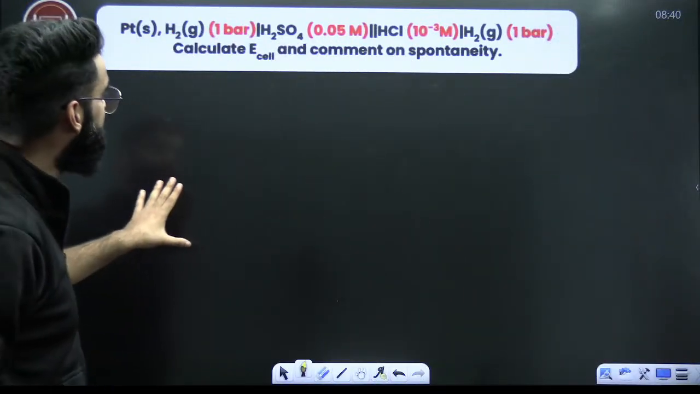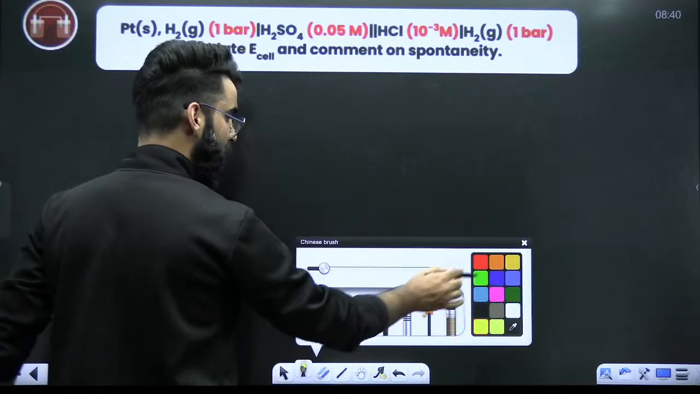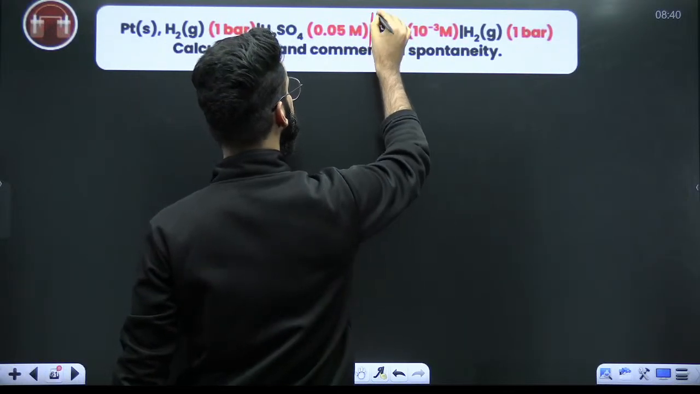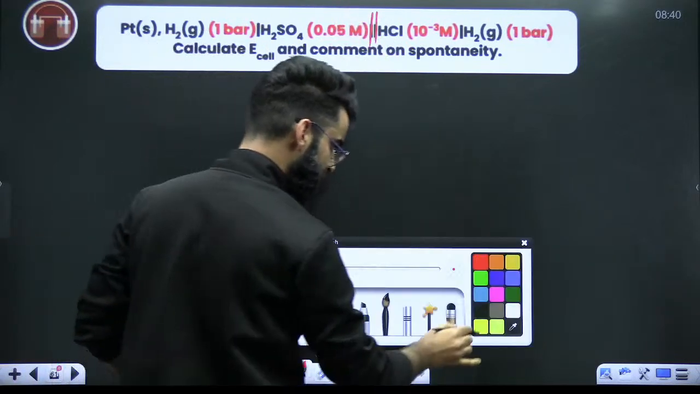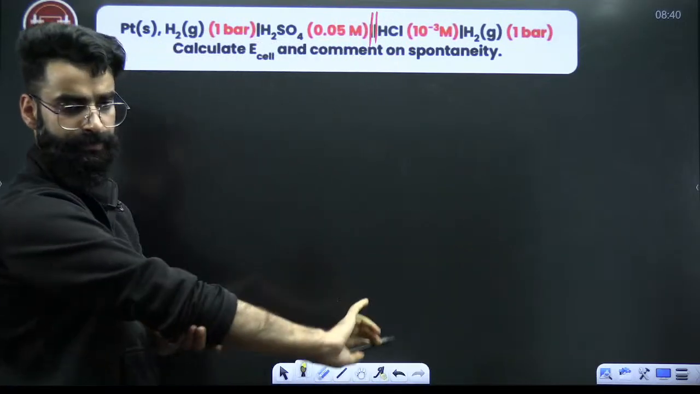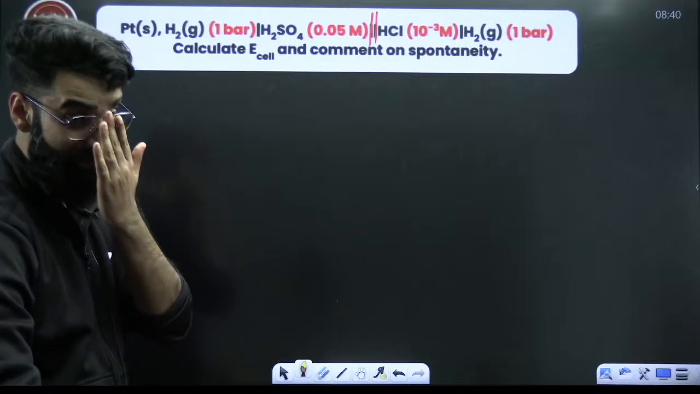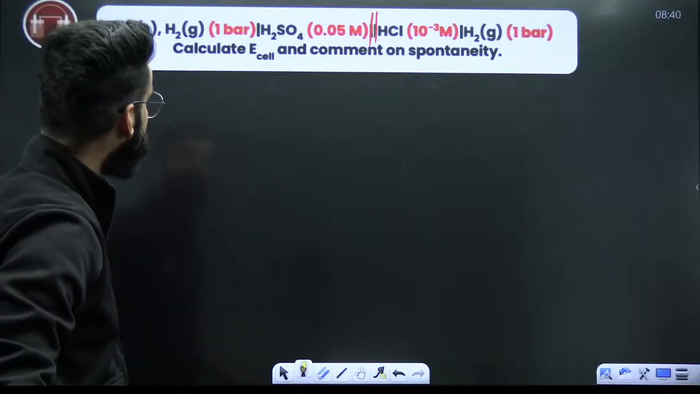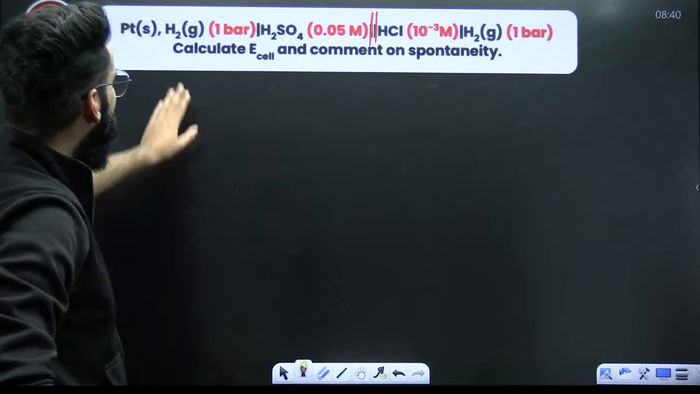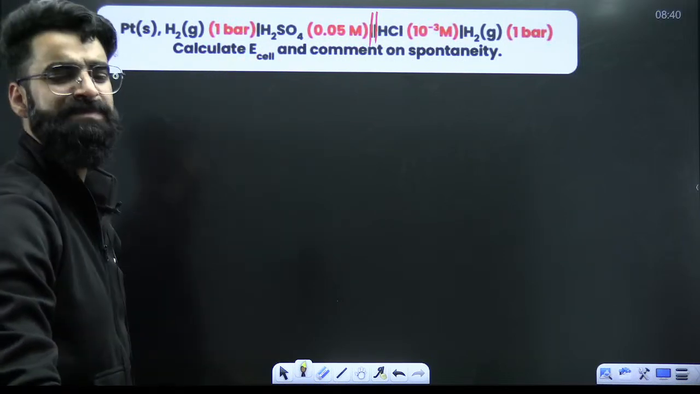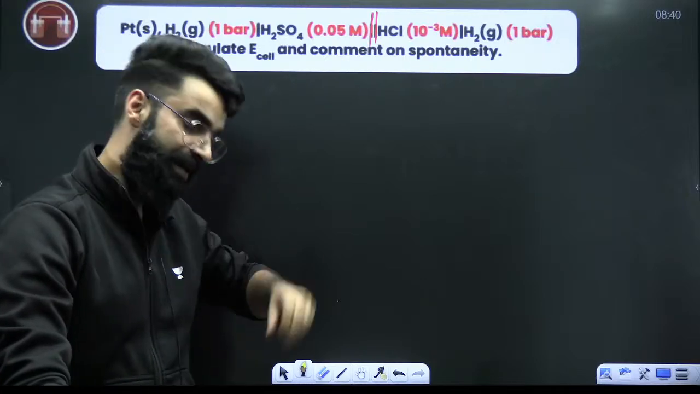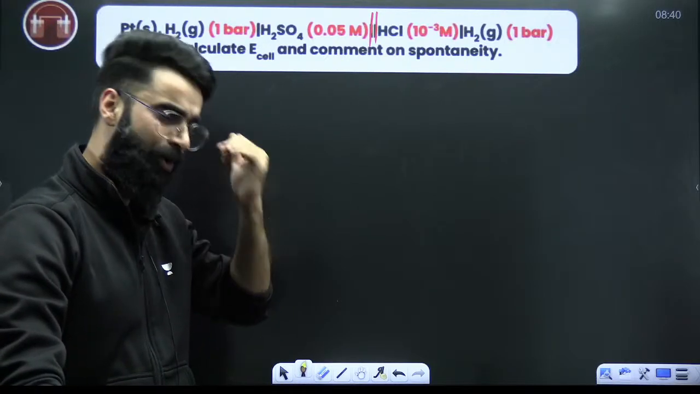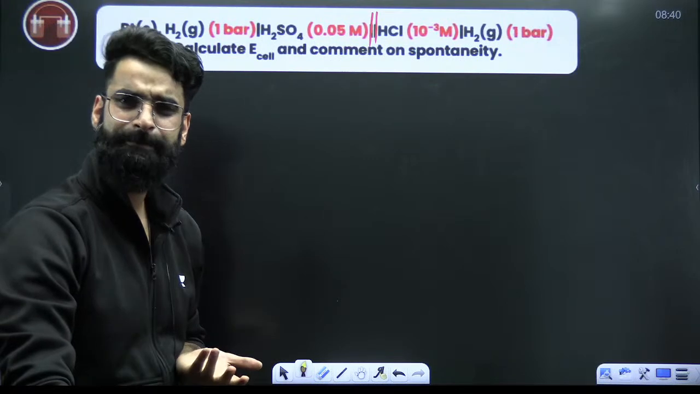As far as this particular question is concerned, this is your salt bridge. On the left side of it, you are using the anode. On the right side, you are using the cathode. Now try to understand and analyze things. We have to calculate E cell and comment on spontaneity. We can comment on spontaneity only when we have the E cell value, right?